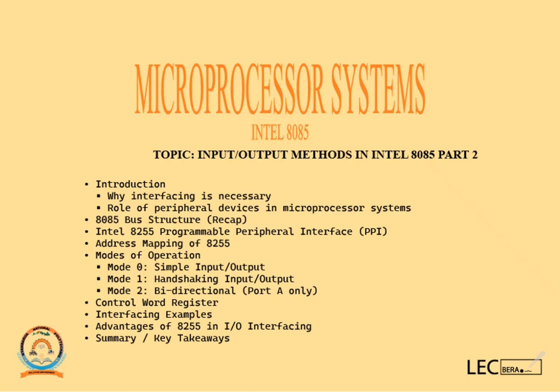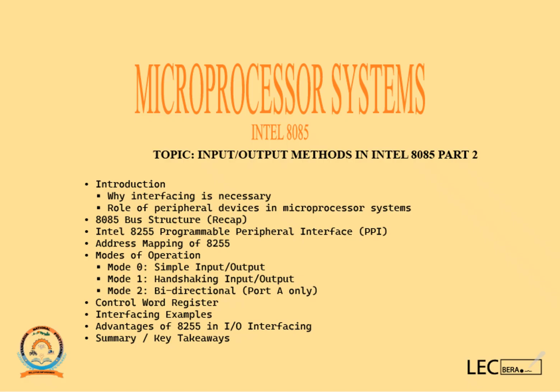We have 3 modes of operation for the 8255. We have mode 0, which is for simple input-output devices. We have mode 1, which is handshaking input-output, and then mode 2, which is bidirectional on port A only. So we are only using port A to exchange data, while port B and C are going to handle the control signals. So we are going to see these ports.